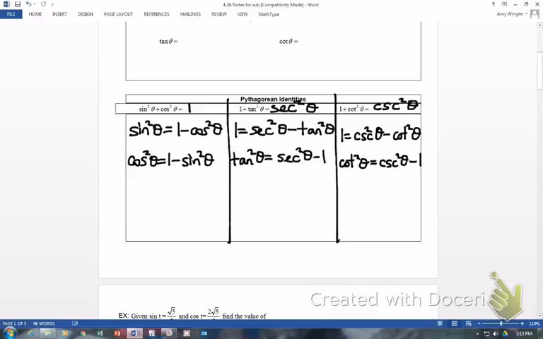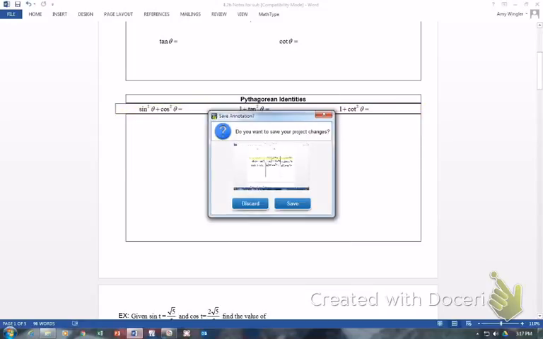So what I've written in here will never be given to you on a quiz or a test. You would have to take the 3 that were in the box and rearrange those in your head to be able to come up with the ones that are written down below. Okay, so let's see where these Pythagorean identities are used.